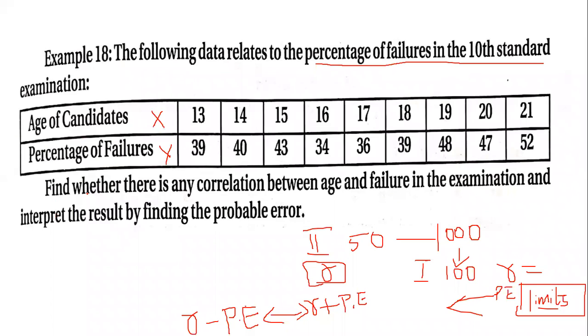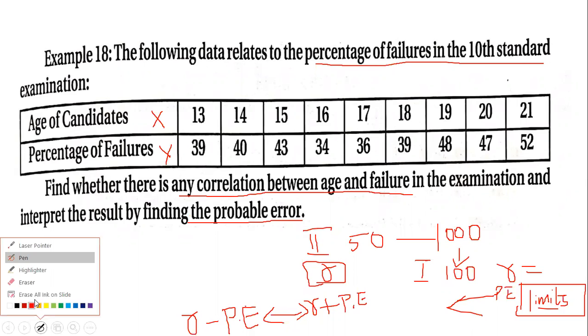Next, find whether there is any correlation between age and failure in the examination, and interpret the results. So here we are supposed to interpret the result by finding probable error. It's not directly interpreting by correlation, but we have to interpret by finding probable error. Are you all clear with the question? Did you all understand what we have to find?